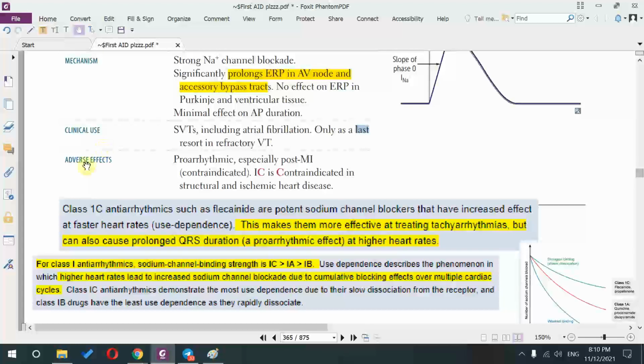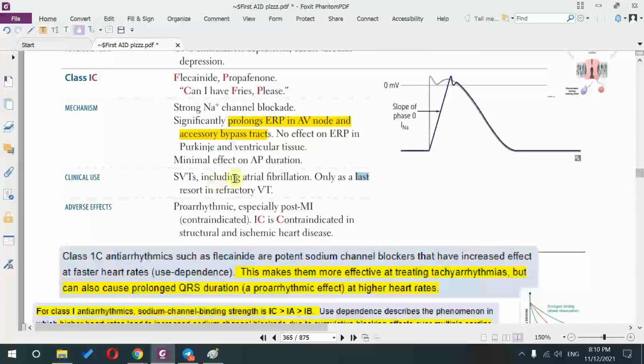Okay, the adverse effects include, first of all, it could be pro-arrhythmic. Why? Because see, this is the slope. You can have another contraction during this slope. So also it can have what? It has one more serious thing. It has contraindication in patients who have ischemia in their heart.